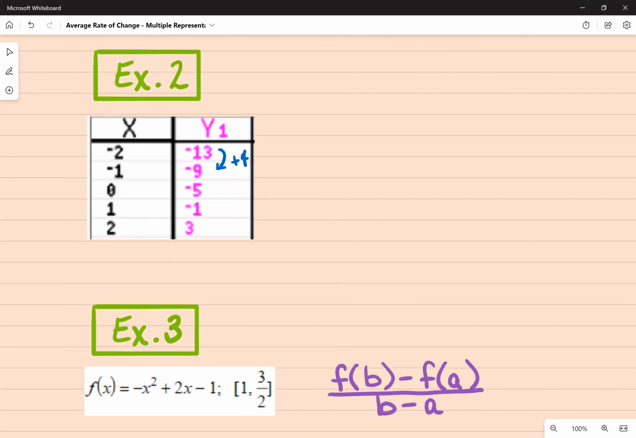And then if I take -9, how did I get to -5? Same thing. I'm adding 4. And each time you will see the difference is I'm adding 4. On the X column, what did I have to do to go from -2 to -1? Well, I had to add 1. And then from -1 to 0, again, I'm adding 1. -1 plus 1 is 0. And then 0 plus 1 is 1.